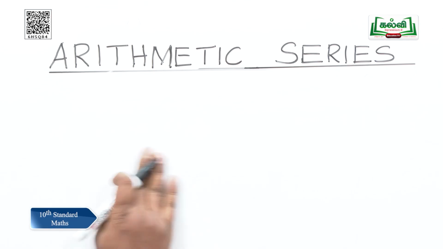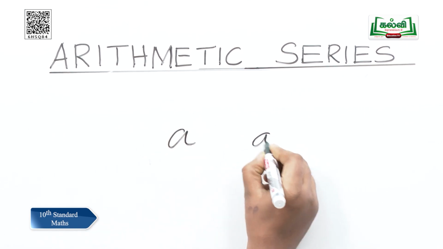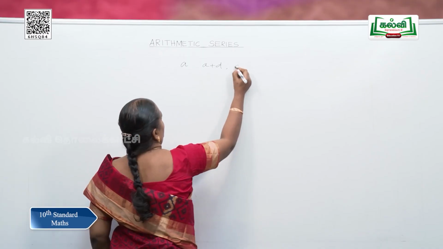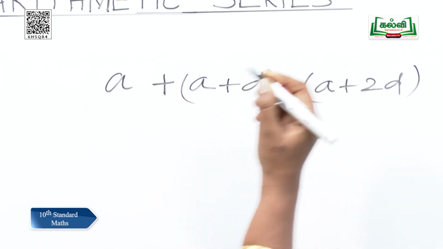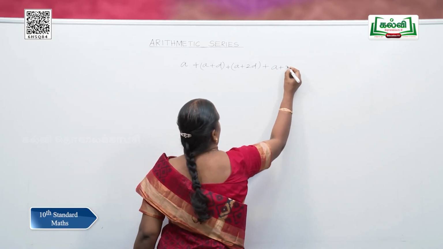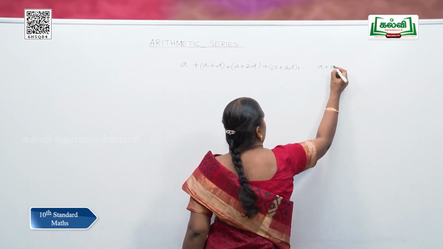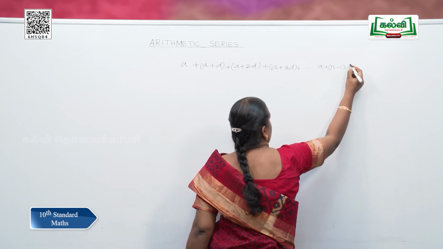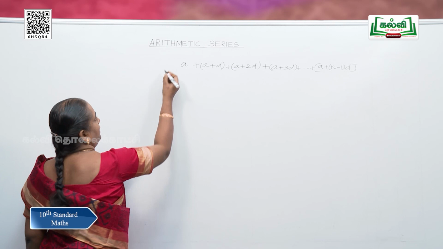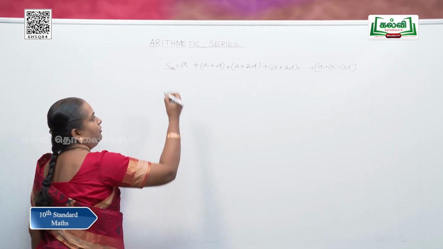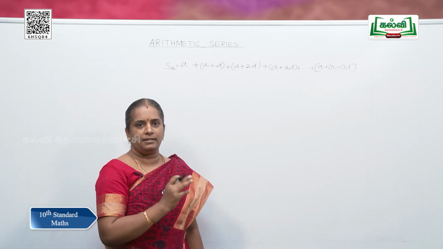Let us give the notation: the AP will be A, A plus D, A plus 2D, it goes on like that. Now we are going to add up all those terms. So A plus 3D and up to the nth term, A plus, what is the nth term? Yes, A plus n minus 1 into D. So up to that term we are going to add and get the sum of n terms of an AP. That is termed as Sn of an AP.